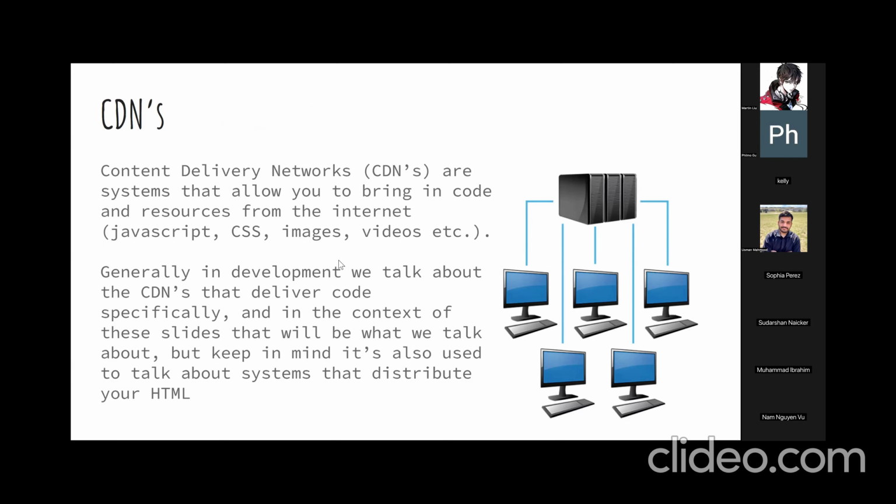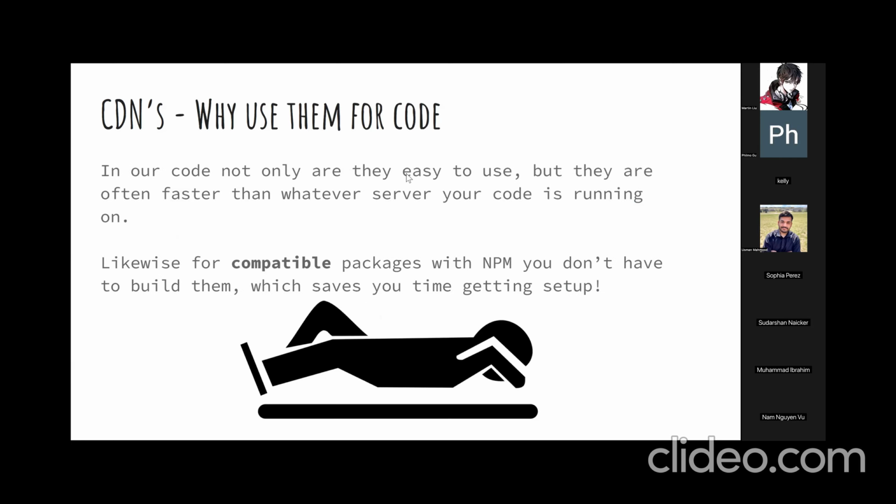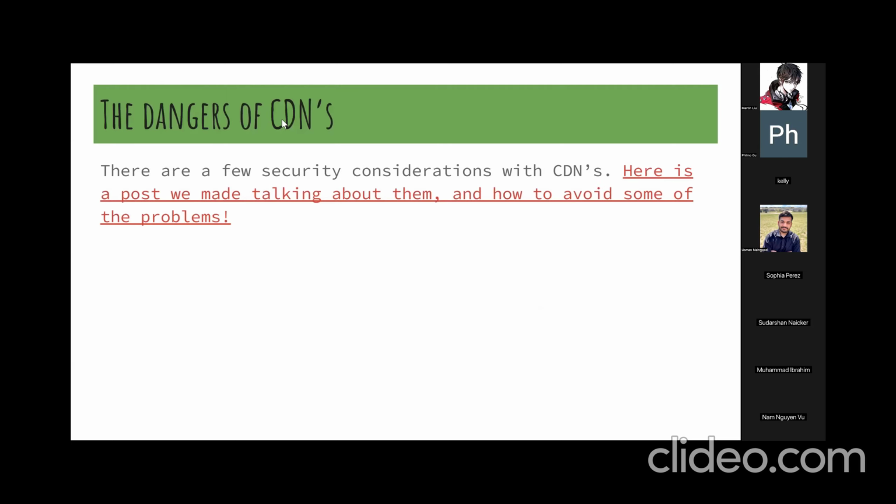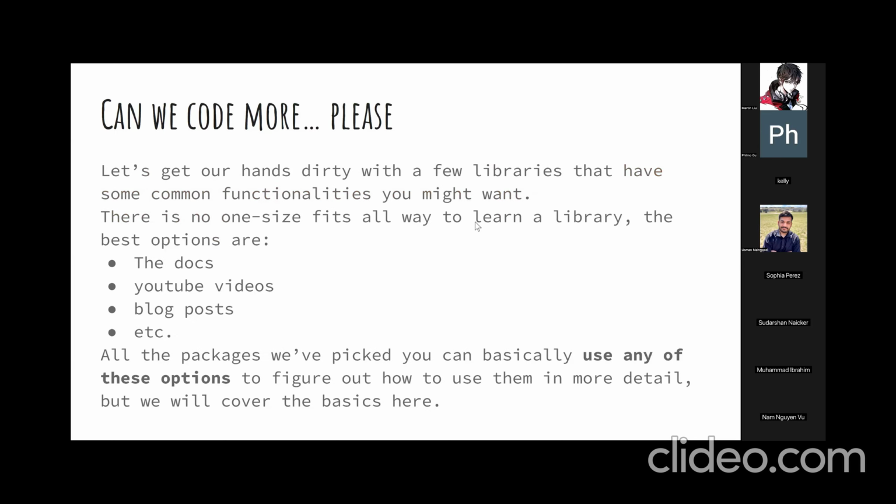And keep in mind that there are also systems that distribute it in your HTML. The reason why we use them for code is not only because they're easy to use, but they're often faster than whatever's running on your server. Likewise, they're compatible with packages from npm, and you don't have to build them all on your own, which will save you time with the setup. And there are dangers of CDNs, and again, you can click on the link here to see how you can avoid those problems. Can we code more, please?